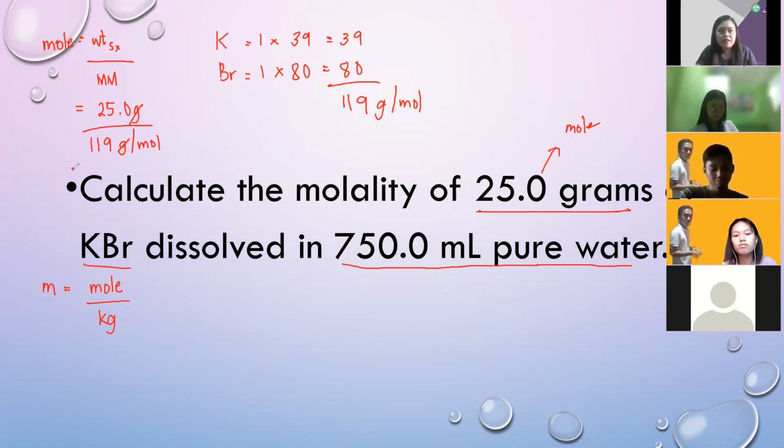Let's divide this. Let's cancel the grams. So 25 divided by 119, it's a bit long. Let's not round off when we are doing the process. Let's round off during the final answer. So 0.210084033 moles. This is what we will use in the computation.